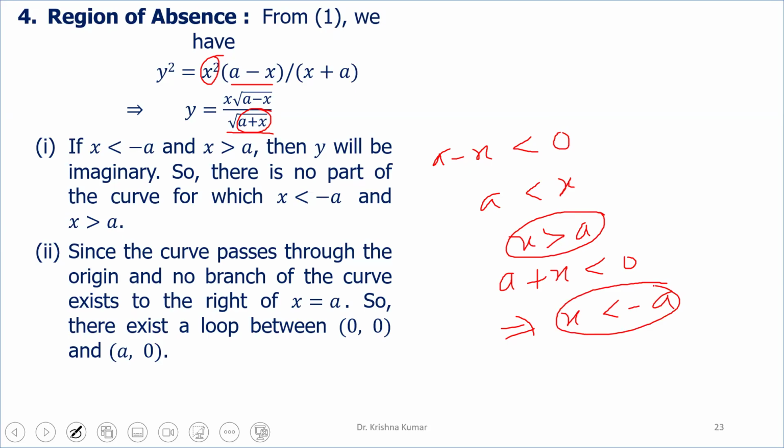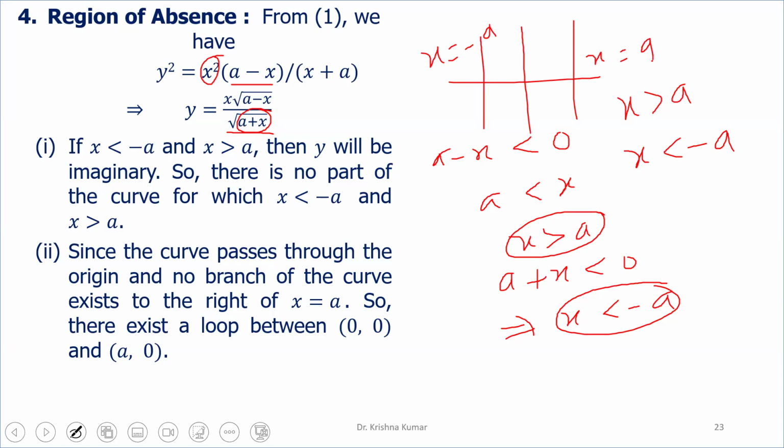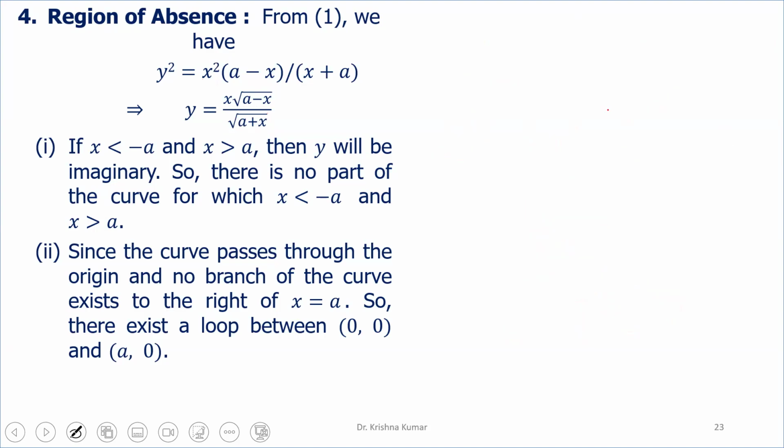So it means that there is no part of the curve for which x is greater than a and x is less than minus a. What does it mean? It means that the curve lies between x equal to minus a and x equal to plus a. This is the reason, and in the remaining part there is no part of the given curve. So let us try to trace this curve. Since the curve passes through the origin and no branches exist to the right of x equal to a, there exists a loop between (0, 0) and (a, 0).